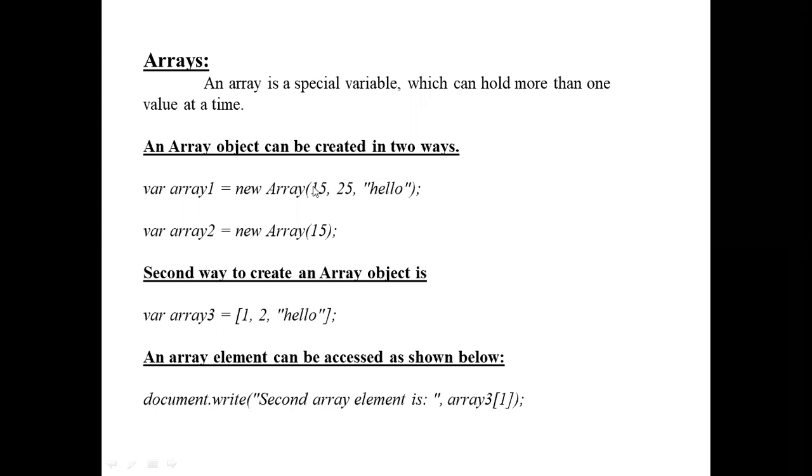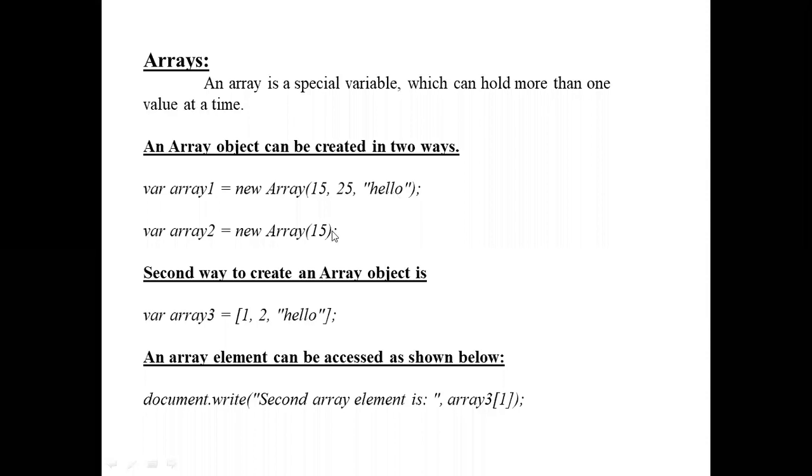Next, var array2 = new Array(15). Here array2 is created using the new operator and the size of the array is 15. Array1's size is 3 and its elements are 15, 25, hello. Next, array2: the size of the array is 15.